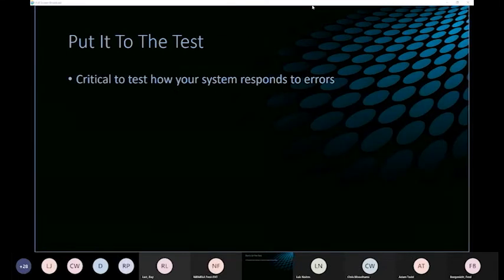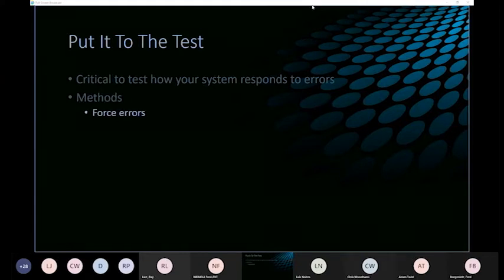So next up is putting your new error handling scheme to the test. It's critical that you test how your system responds to errors. And this is where a lot of people do not do this part. They write their code, they think they got everything right. Oh, we're going to handle errors just great. Put the code in service, the error happens, and something unexpected happens. So we need to test our error handling before we deploy our code.